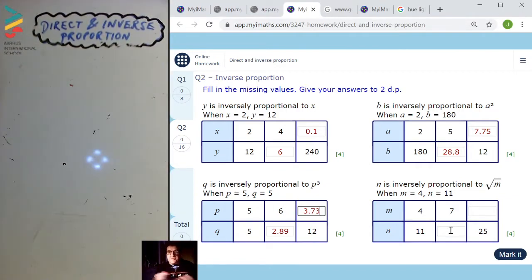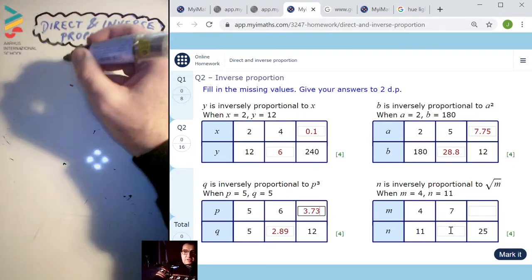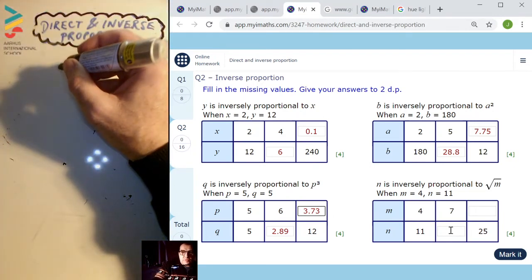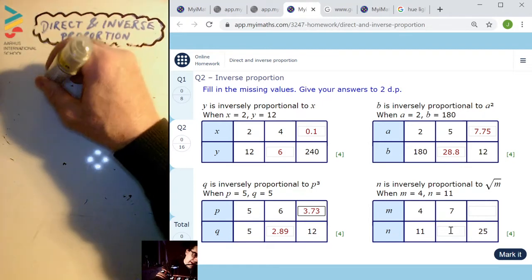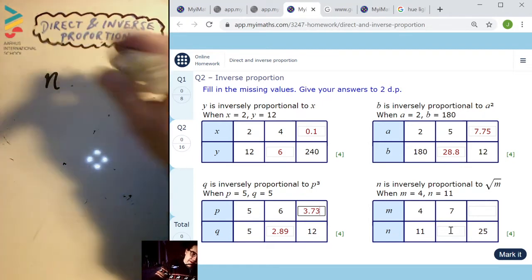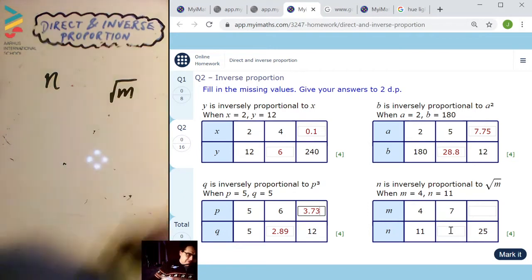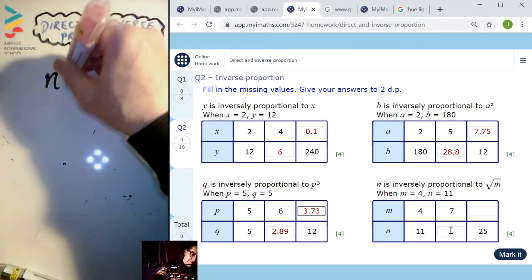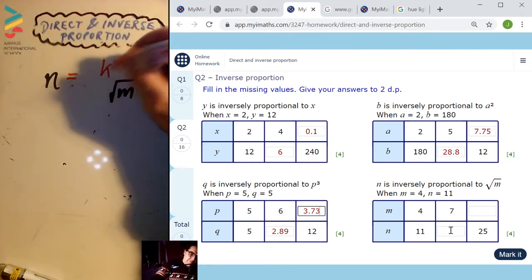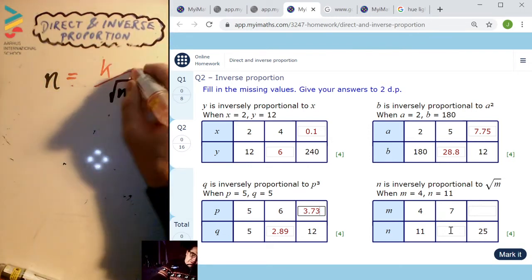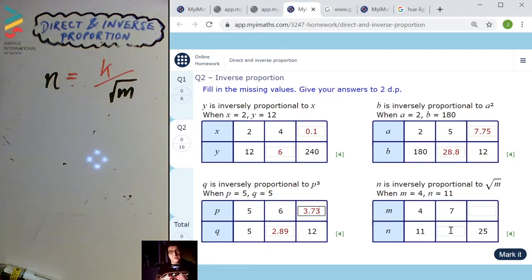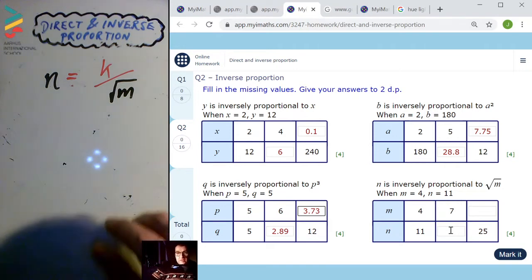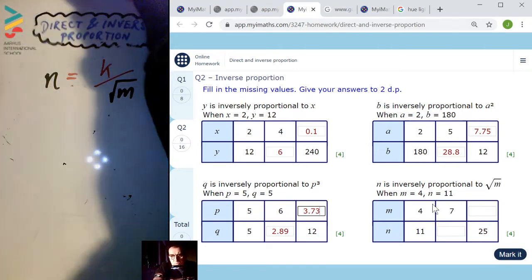And the last question says that n is inversely proportional to the square root of m. Okay, so n and the square root of m are the two things involved in this question. And because they're inversely proportional, it means that the one thing equals some number that we've got to figure out divided by the other thing. And that some number we're going to call k. And we need to figure out what k is. We've got the information that when m equals 4, n equals 11.